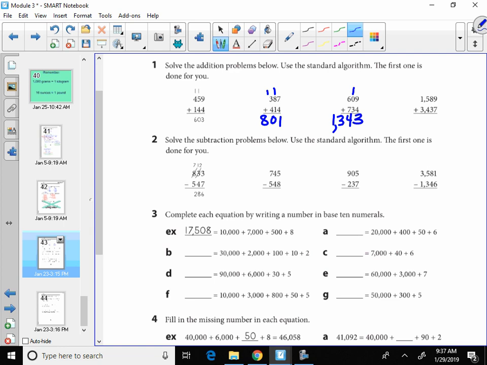And the last addition problem, starting at the ones place, 9 plus 7 is 16. 1 plus 8 is 9, plus 3 more is 12. 1 plus 5 is 6, plus 4 more is 10. 1 plus 1 is 2, plus 3 more is 5.